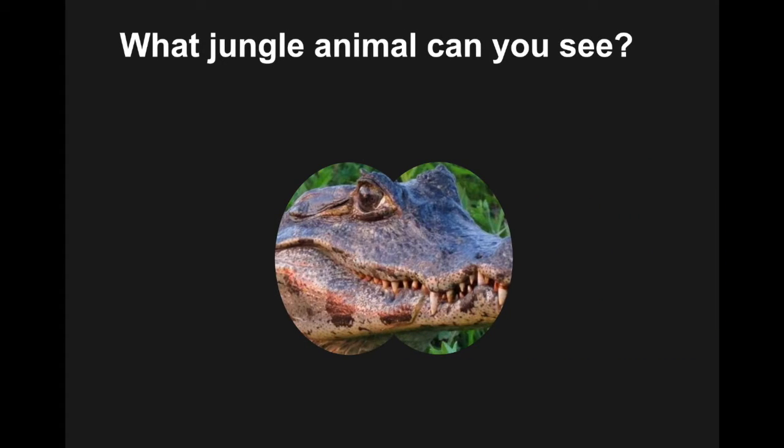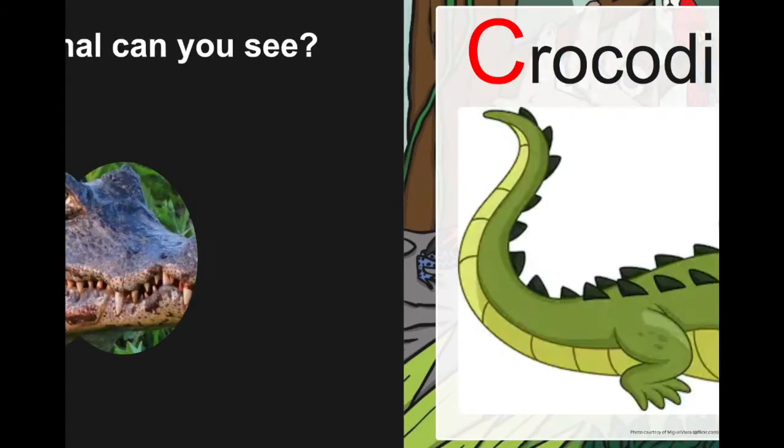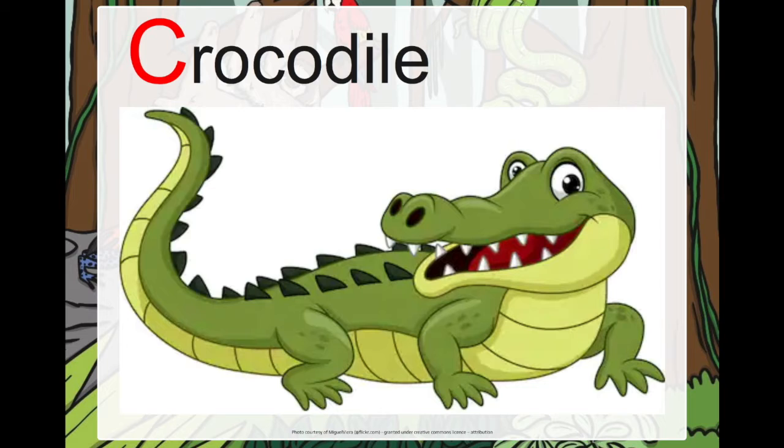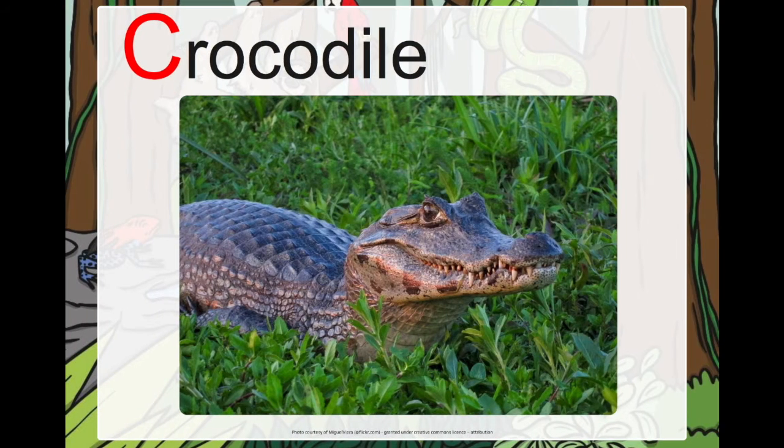Okay, we're looking through the jungle and what do we see? We see a crocodile. And crocodile starts with a C. Crocodile. And crocodile, look, it has a big mouth and it has sharp, sharp teeth. And you can see crocodiles in the water or you can see them walking on land. And this is a real life crocodile.